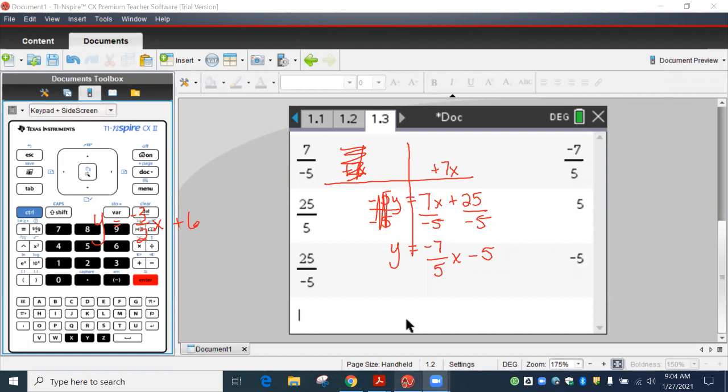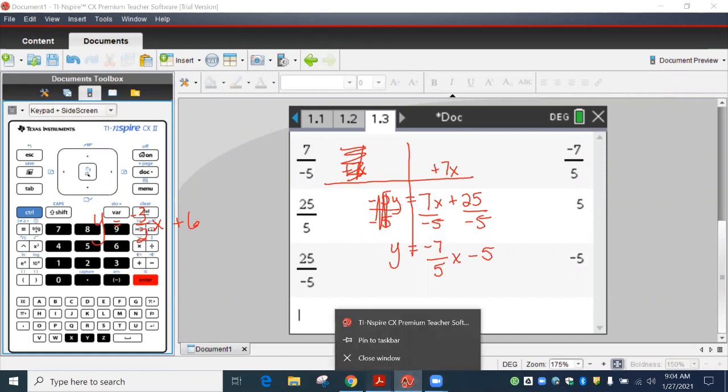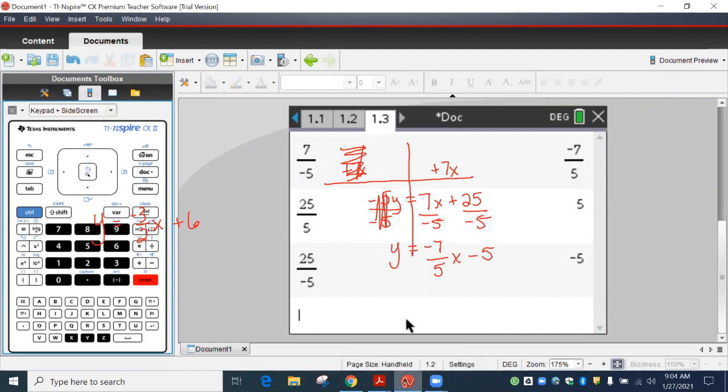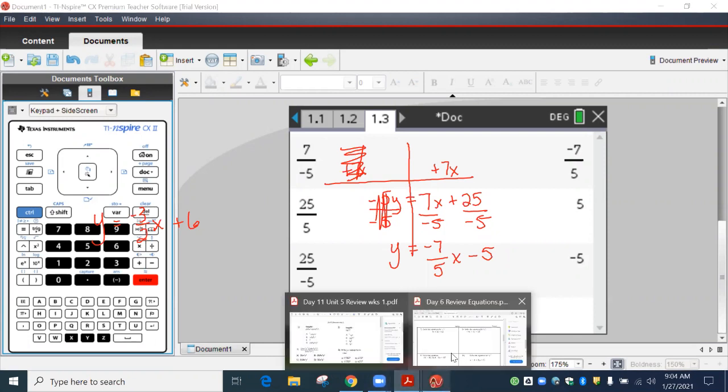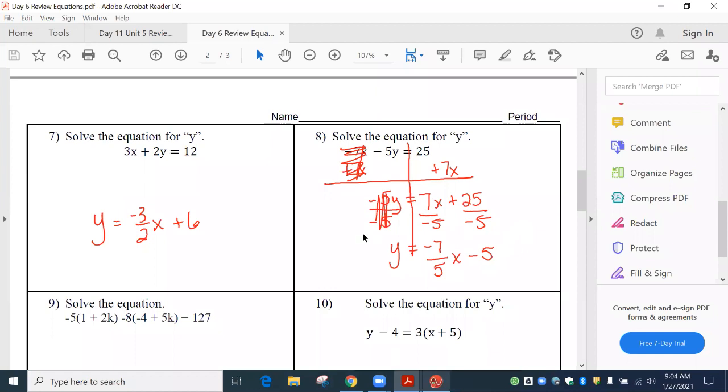So what question are we on? When did that switch? All right. So let's go look at this. All right. So that was our answer right there. Let me clear that.